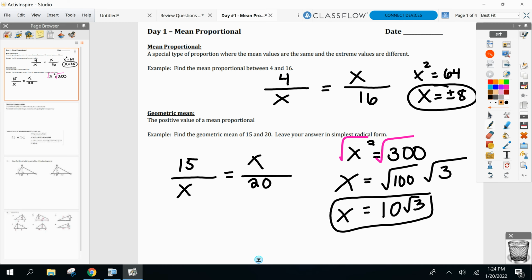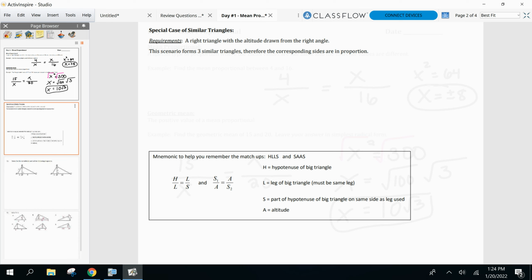So welcome to my new type of proportion, a mean proportion. Means are always the same. Get used to that today. Any questions before we put the geometry part to it? All right. Let's do this.